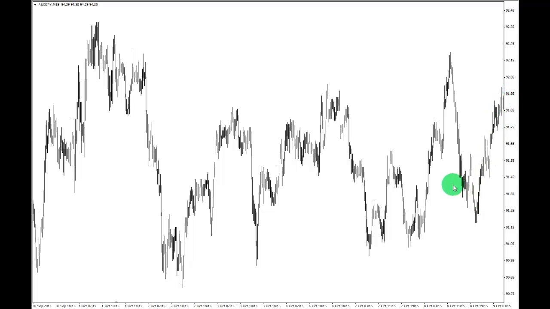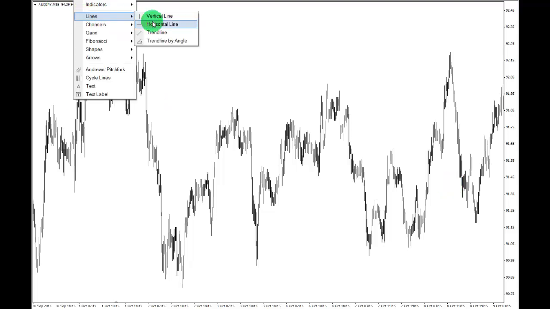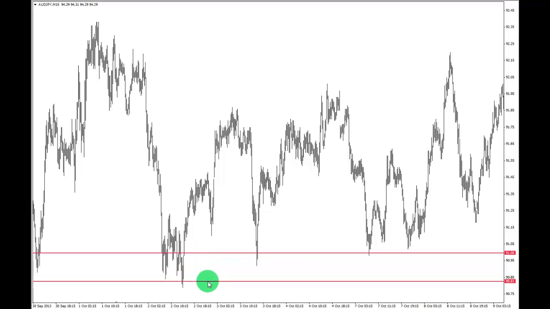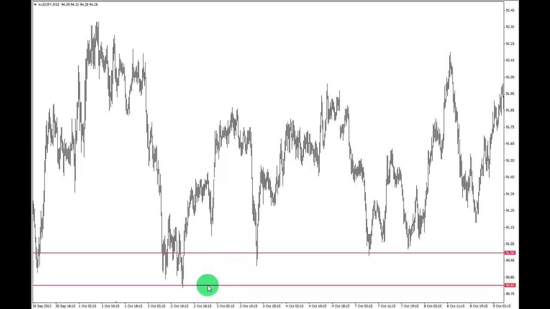What I want to draw your attention to is we have the 91 big figure and the 90-80 level. Okay, so these are institutional levels that we like to watch just to see if there is any confluence for support or any kind of buying or selling interest around these particular levels. And we are on the 15-minute time frame.